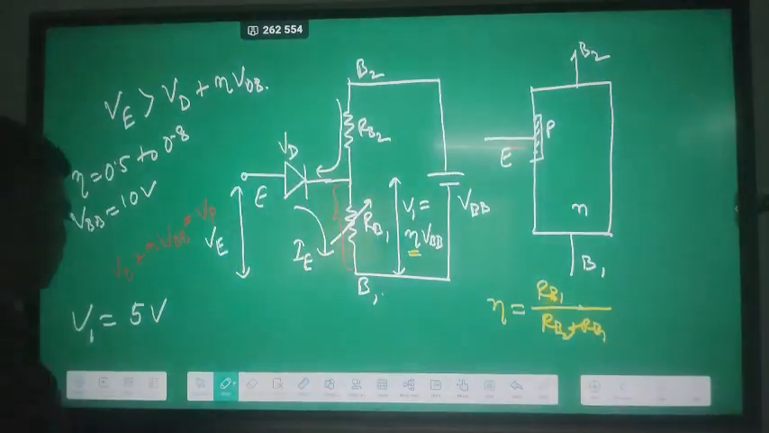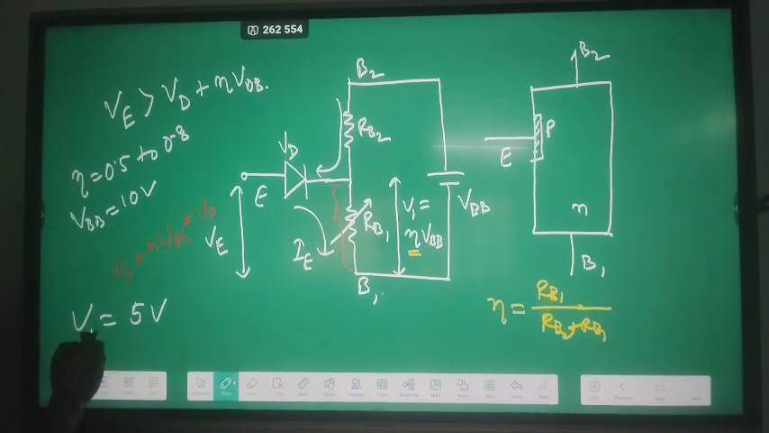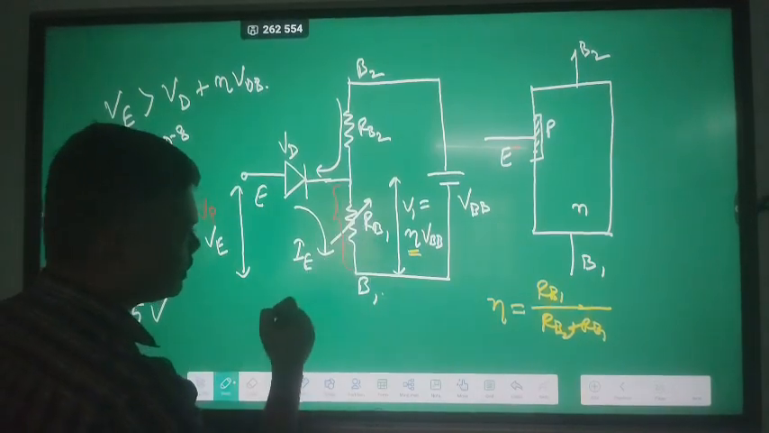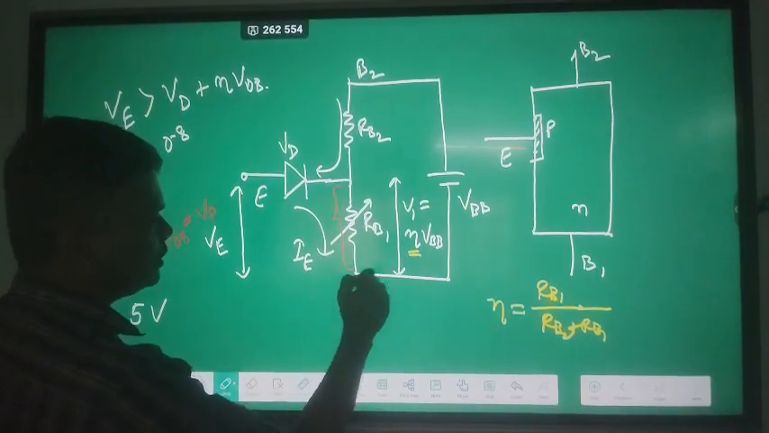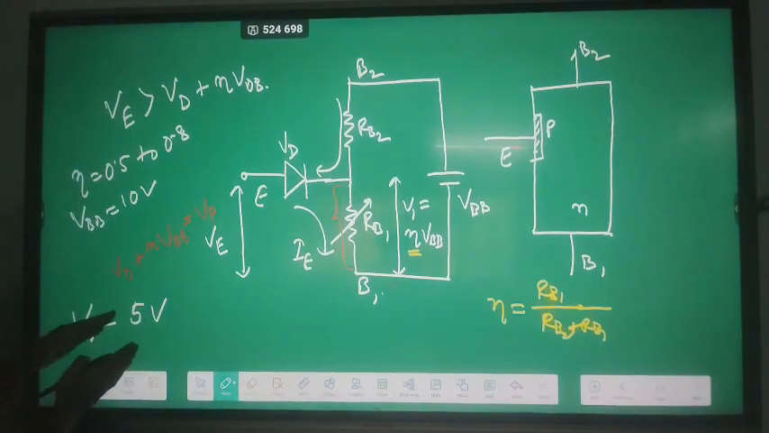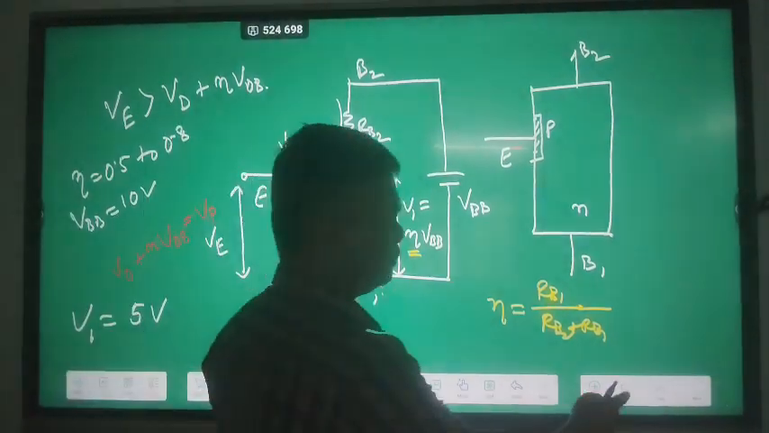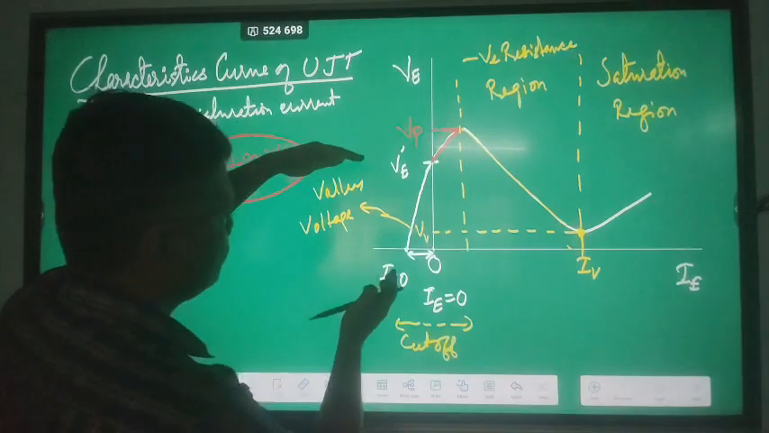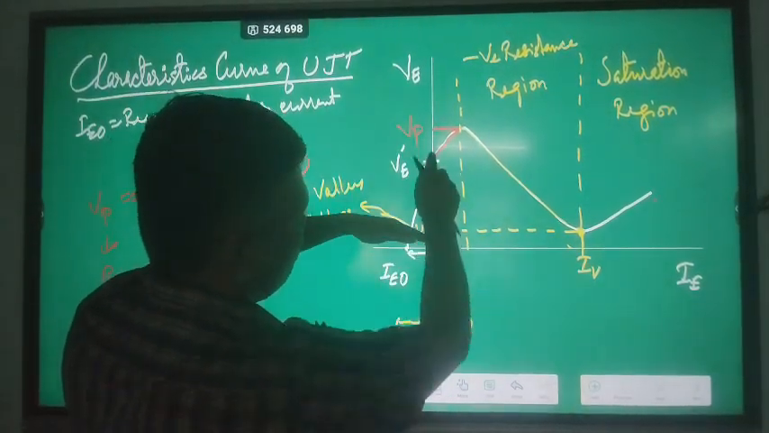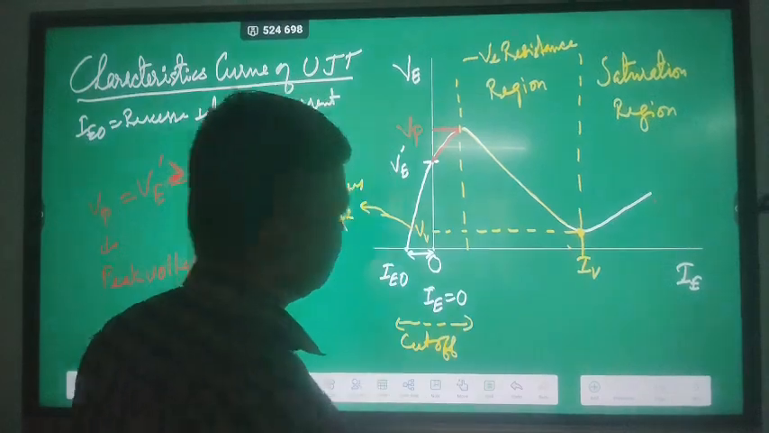Now if we give a voltage greater than this 5 volts, then it will start conducting, so its resistance will decrease, so eta will decrease, and similarly this V1 will decrease, and to maintain that, what do I have to do? I have to also decrease the value. So this VE will also decrease as your IE increases.